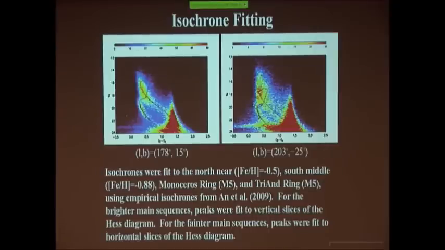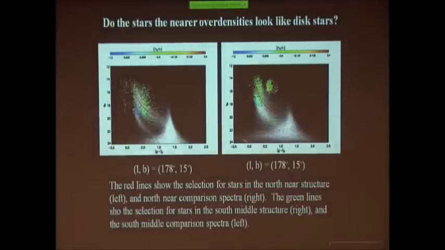But we said, where are the centers of these, and then we just fit the isochrones through them and came out with a whole bunch of distances to each of these things. The other thing that we could do, now that we have an isochrone that's fit to what we call the north near structure, is select out all the spectra.